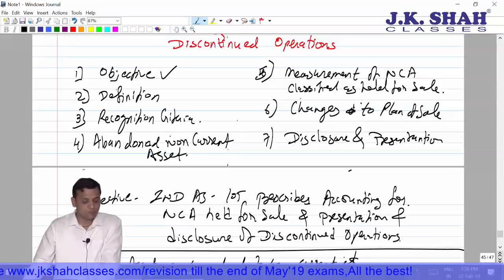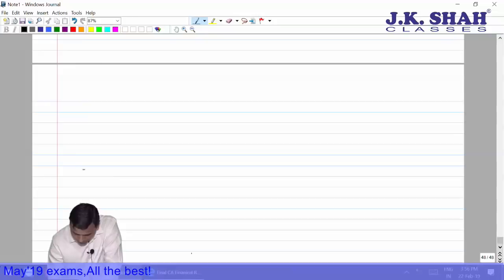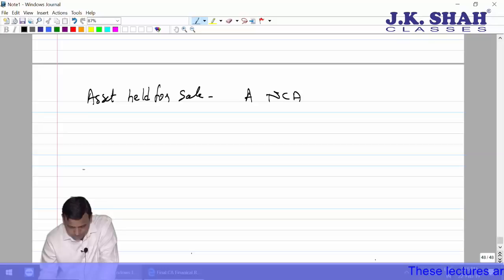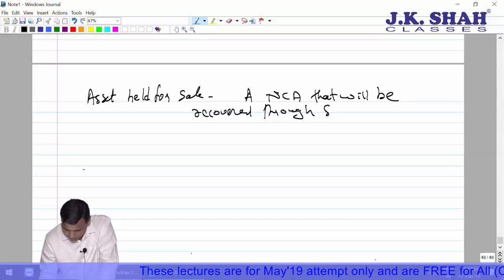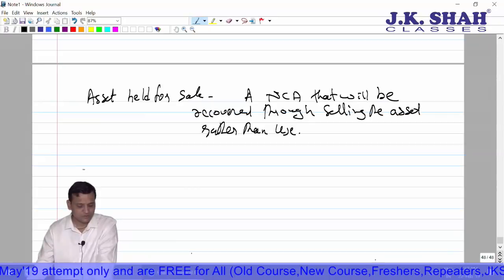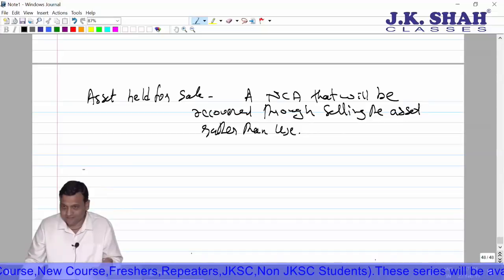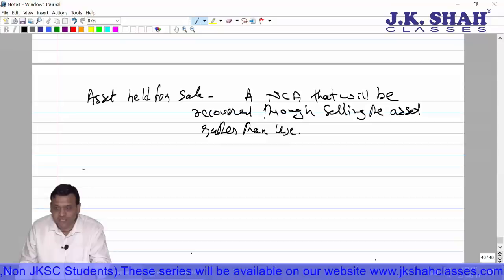Now, definition. What do you mean by asset held for sale? I'll just write it down. It is nothing but a non-current asset that will be recovered through selling the asset rather than use. Very simple. You say this asset is held for sale, so it is a non-current asset whose cost I will recover. But how am I going to recover the cost of this asset? I am going to recover it not through use of the asset, but through sale. That is nothing but an asset held for sale.